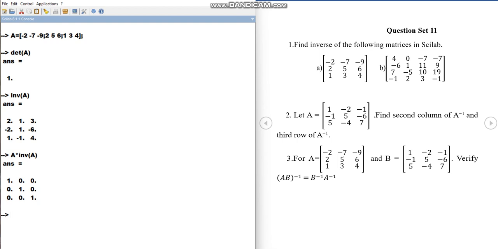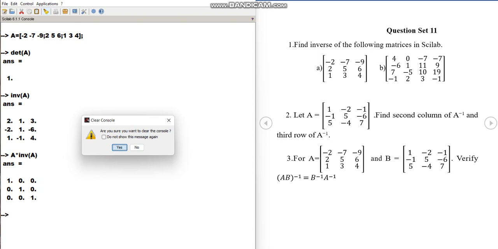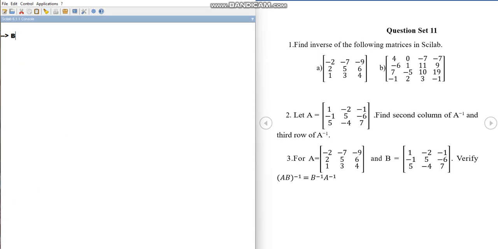Now the next, you can see it's a matrix of order 4 by 4. So let us declare it. Let us take it as B, which is 4 0 -7 -7. Then we have -6 1 11 9. Then 7 -5 10 19, and then -1 2 3 -1. So this is the matrix B.